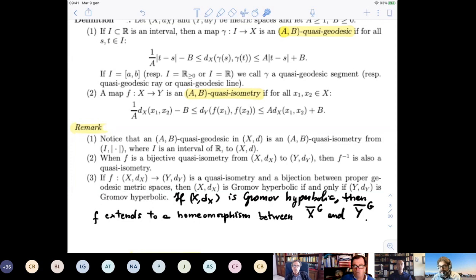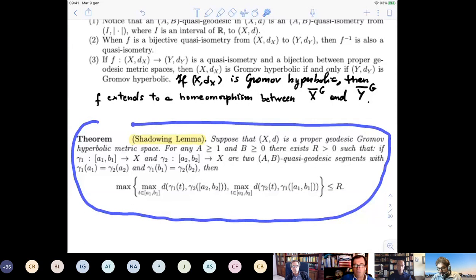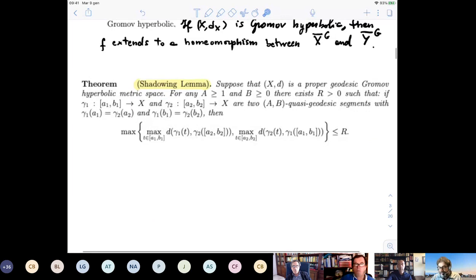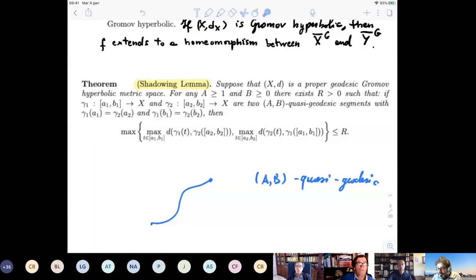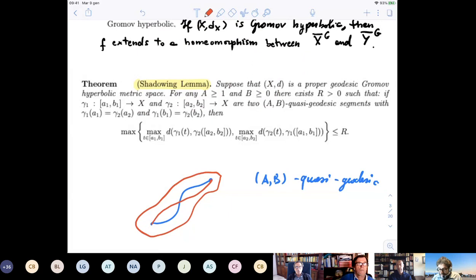Okay, so as I said, this is probably the most powerful tool in Gromov hyperbolic spaces, the so-called shadowing lemma. The shadowing lemma tells that if you have a quasi-geodesic, no matter what, here an (A,B) quasi-geodesic, then there exists a certain R which depends only on A and B, not on the curve, so that an R-neighborhood of this curve contains the geodesic joining the starting and end point of the curve. So why is this shadowing lemma important? Because in general, finding geodesics of a space is very, very complicated. It means that you really know the metric.